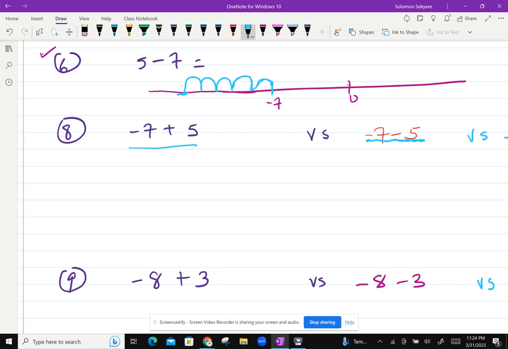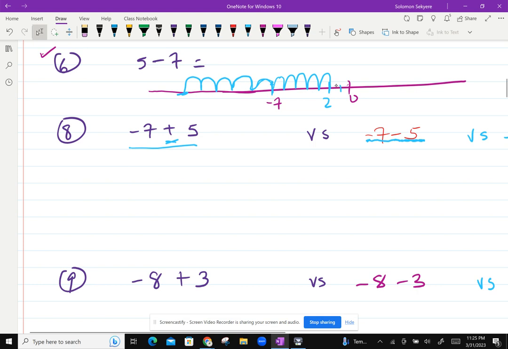And what about negative 7 and we are adding 5? How are we going to do that? We are adding, so it's going to be plus 5: 1, 2, 3, 4, 5. We end right here, 2.